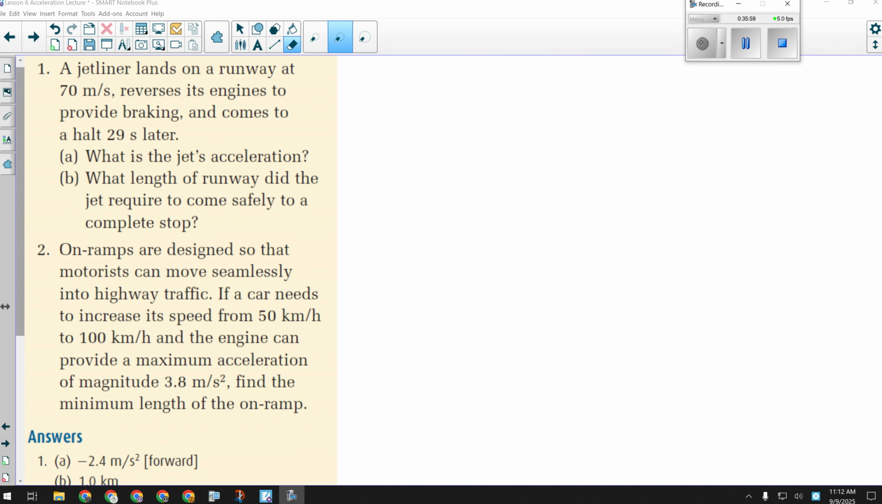All right, let's look at the first one here, guys. So we have a jetliner that lands on a runway at 70 meters per second. That would be the initial velocity, right? So then we're going to have VI there, 70 meters per second. Okay. It reverses its engines to provide braking. You probably felt that if you've ever landed in a plane, you can feel the sudden braking. They've got brakes on the wheels, obviously, but they also pop open all the flaps and then reverse the engines to create braking force. Okay, so it is going to do that 29 seconds later. Okay, it will come to a stop. Okay, so VF will be 0 meters per second.